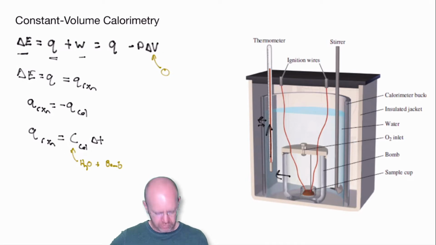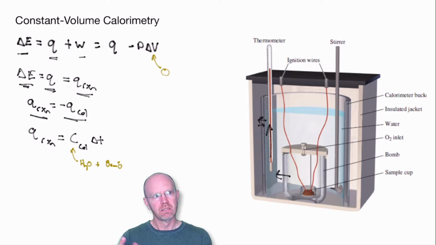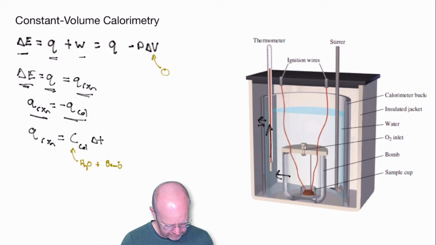So that whole term goes to zero, and what we find is the change in internal energy is going to be equal to Q, and that's going to be equal to the Q of reaction, whatever reaction took place inside there. And so that Q of reaction, of course, is equal to negative Q of the calorimeter. So if we can monitor the heat that's absorbed by the water, we know that that's the amount of heat that was released by the reaction. So they have opposite signs.